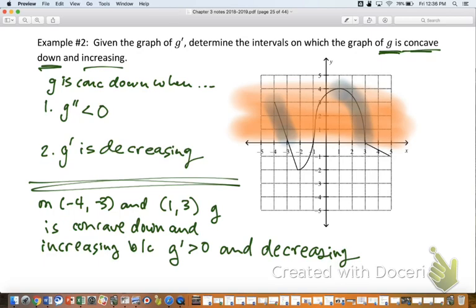The other parts are harder, right? So F prime is negative and decreasing, right? And F double prime is negative because F is concave down.